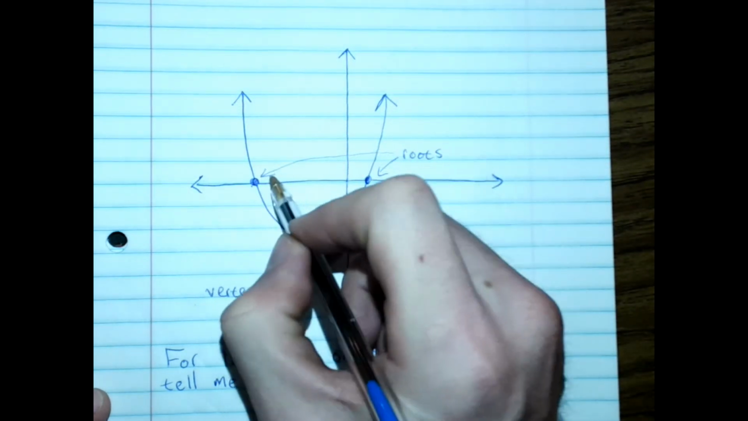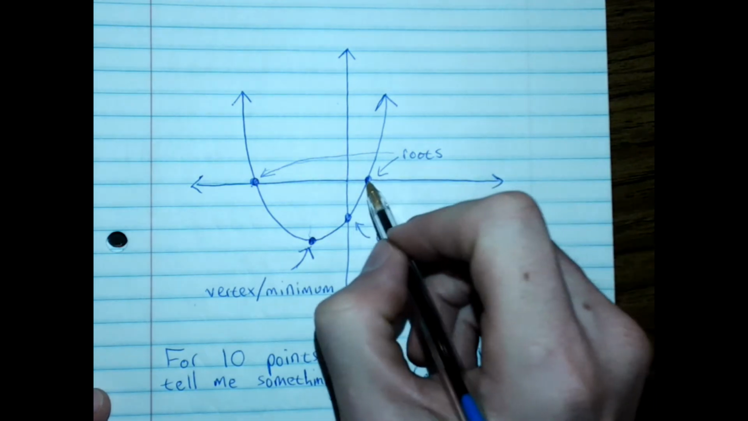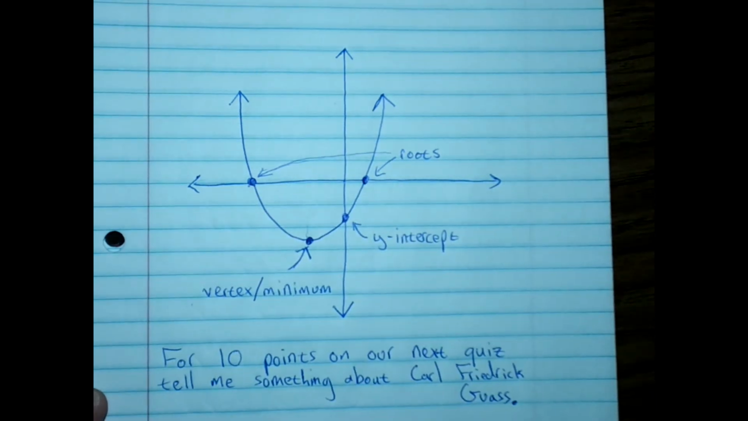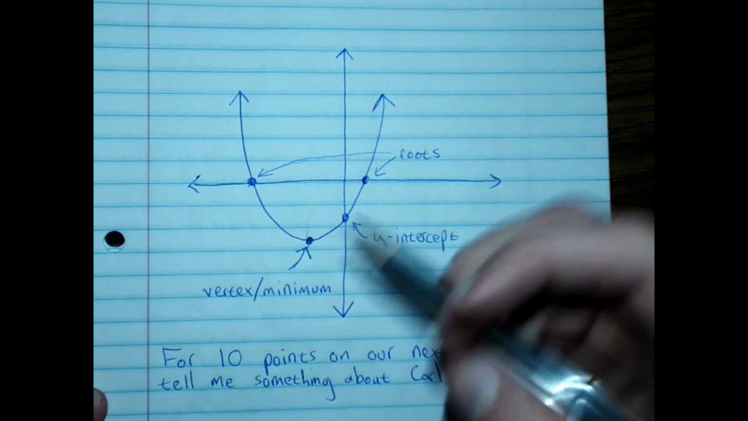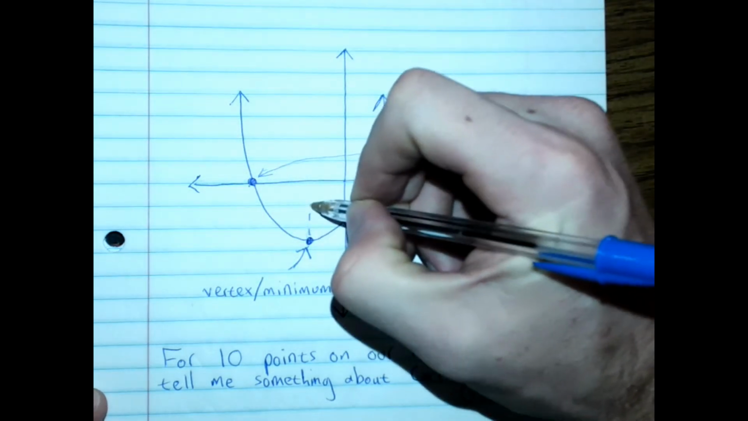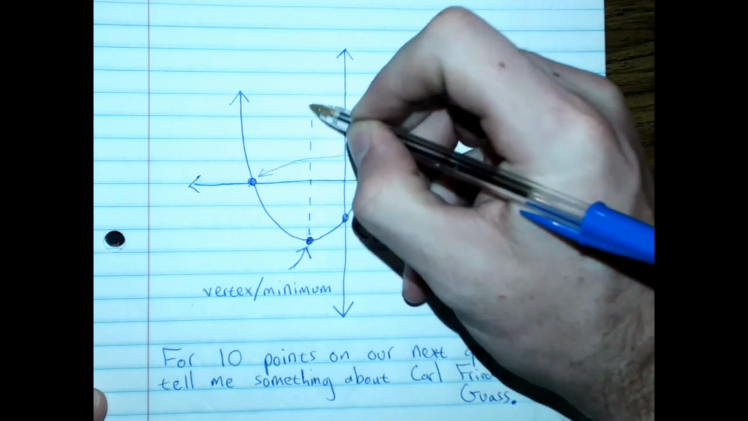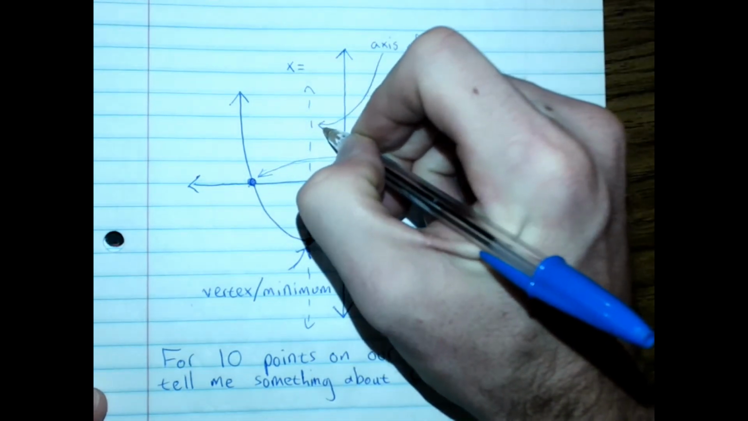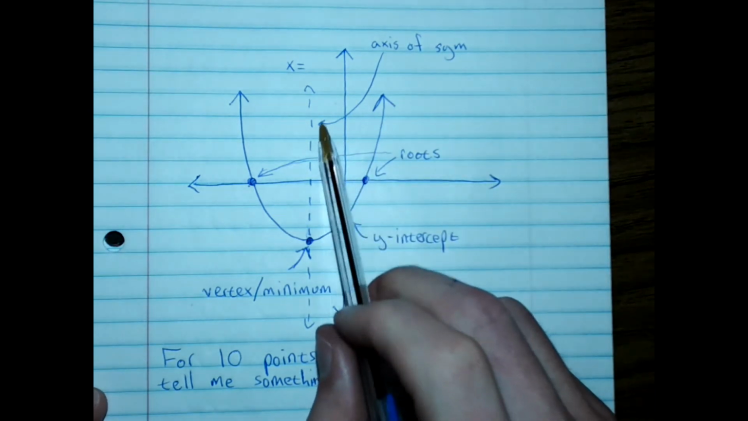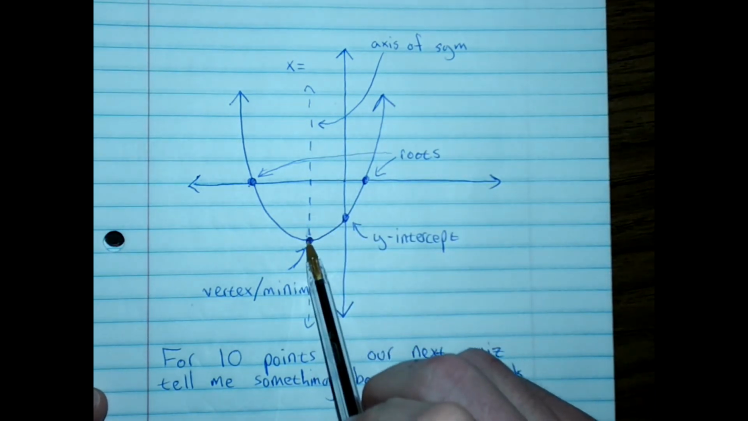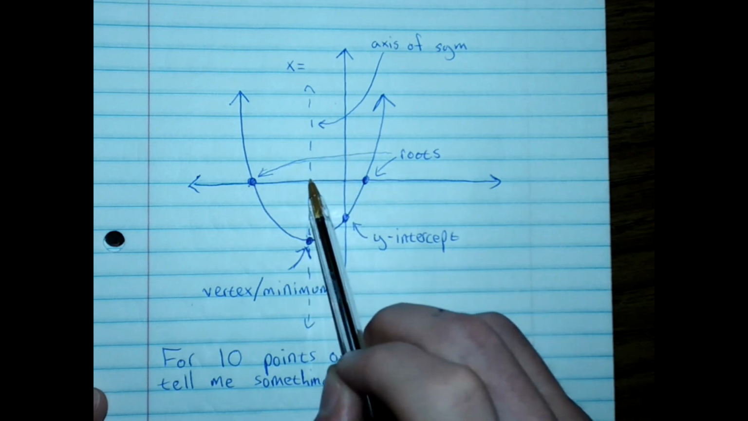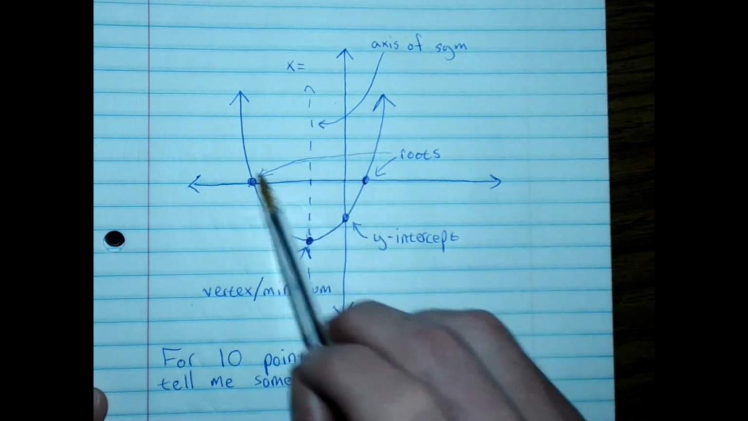What values of x make the quadratic equal 0? And I suppose we could sketch in the axes of symmetry also. And it is important to note that the vertex and the axes of symmetry is exactly in the middle of each of the two roots.